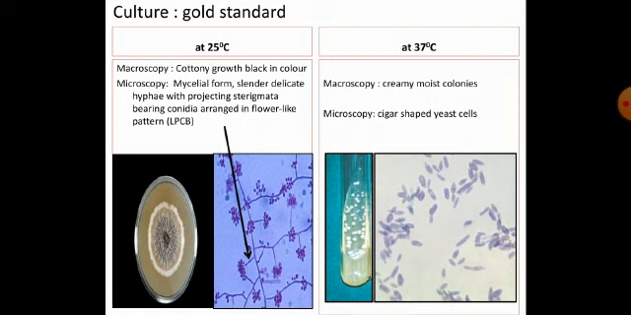Coming to what is the forms that we see at 37 degrees Celsius, macroscopically you will see creamy moist colonies grown on SDA, and when we do a microscopy from this, we will see the cigar shaped yeast cells. Okay, so since it's a dimorphic fungus, you will see 2 different morphologies being exhibited at 2 different temperatures.